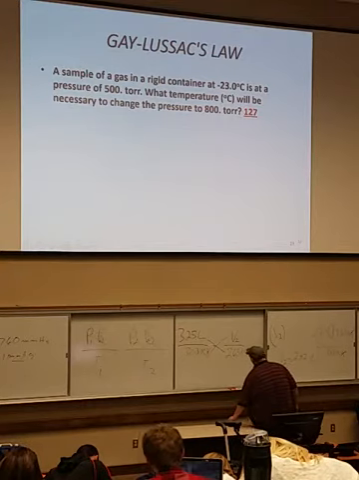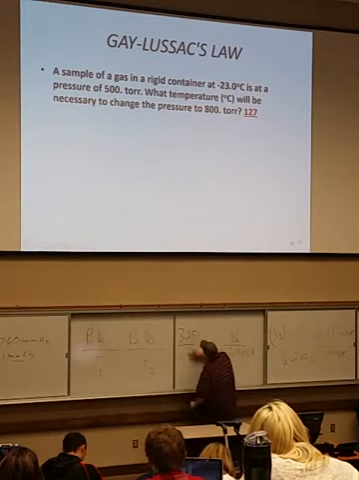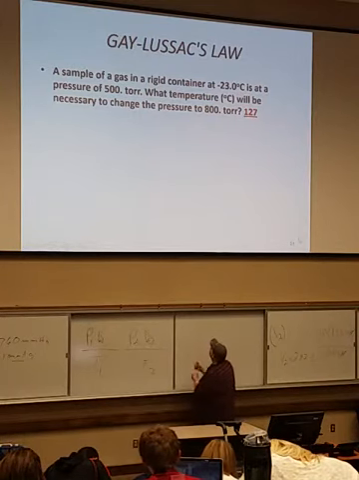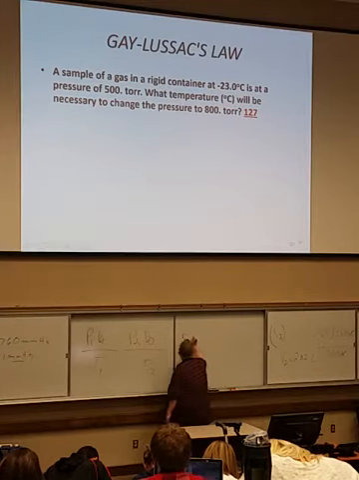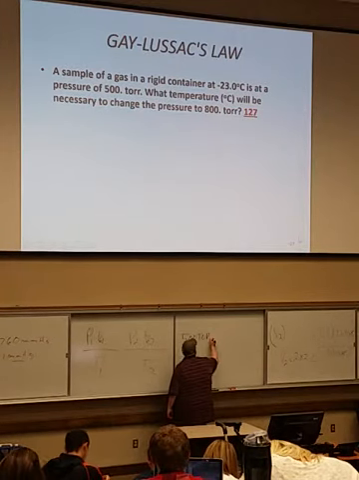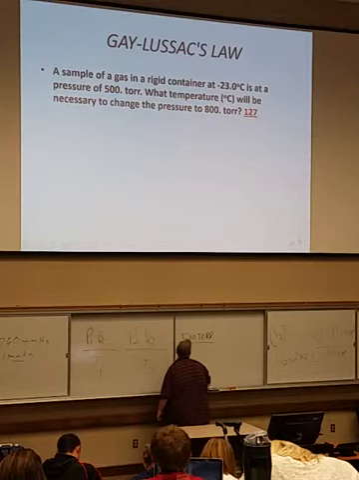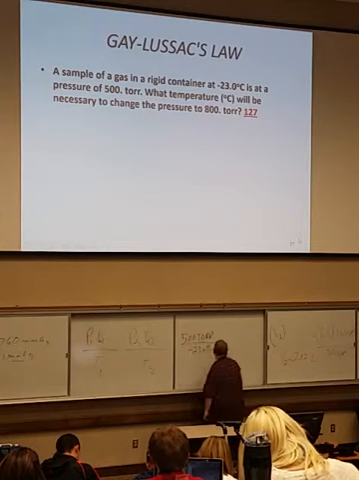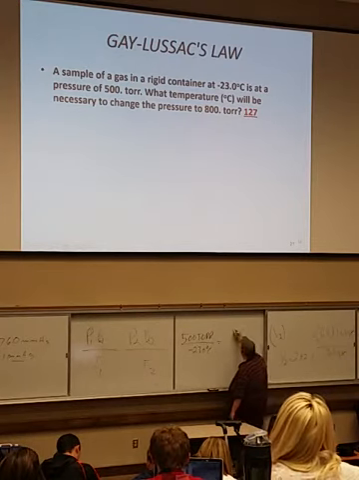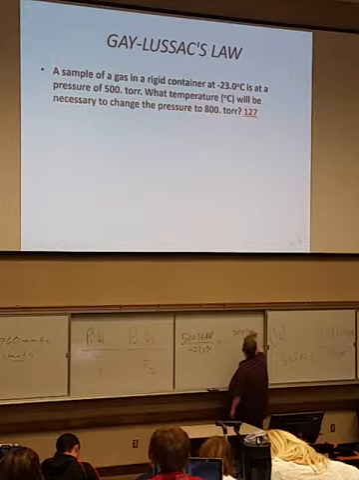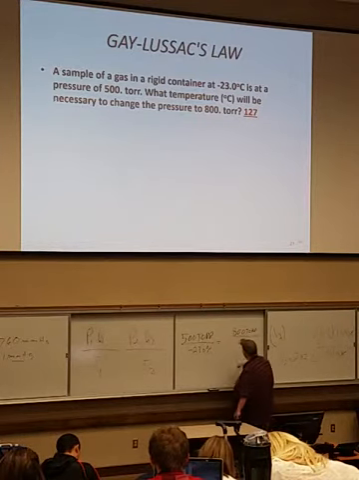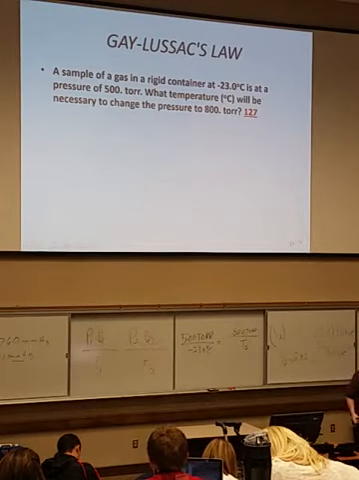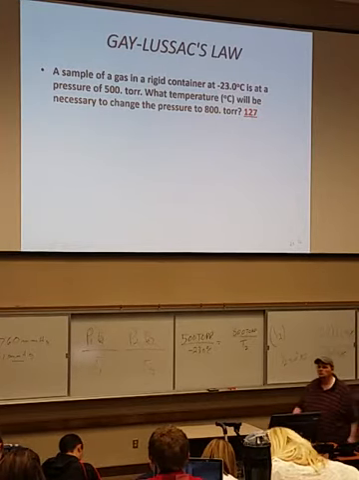All right, so now I'm going to put in my values. So I start at 500 torr. My temperature is negative 23.3 degrees Celsius. I'm going to equal some new pressure, 800 torr. I don't know that temperature. So it's always the same. Get them all, solve the thing you don't know.